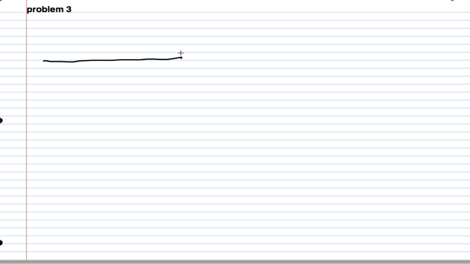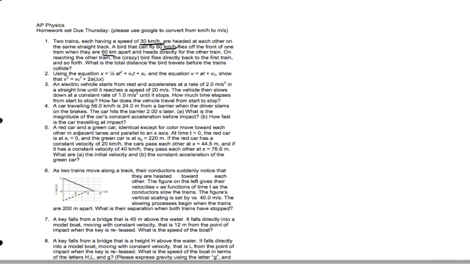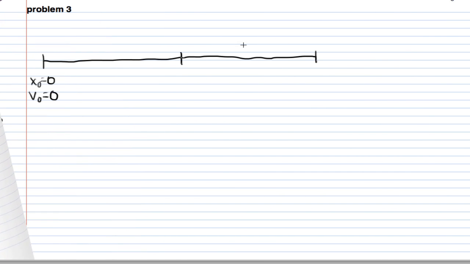So I'm going to talk about a beginning part of the trip and an end part of the trip. And I'm going to split this problem into 2 parts. So I'm going to have an initial position of 0, an initial speed or velocity of 0. And I have an acceleration for this part, which is 2 meters per second squared. And I'm told that I have a final speed of 20 meters per second. And then what happens is that my acceleration goes in reverse.